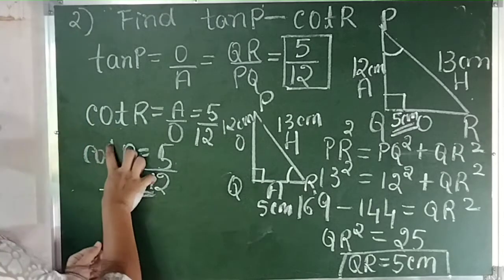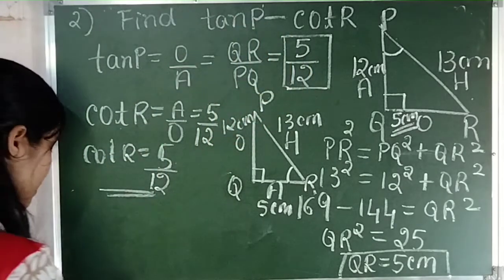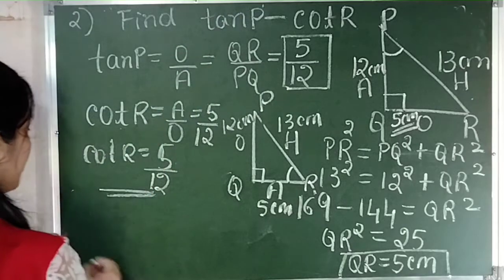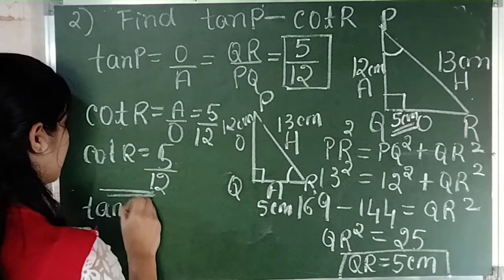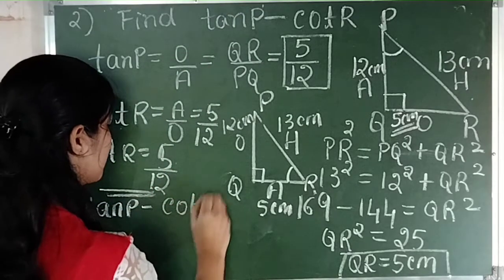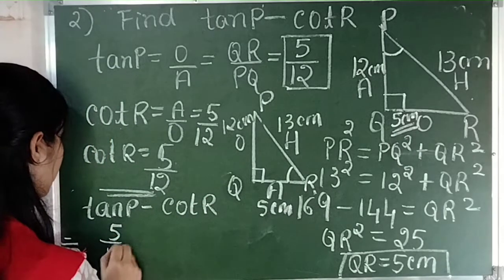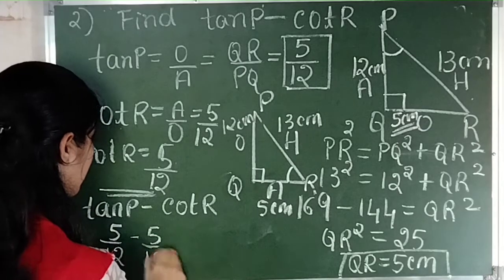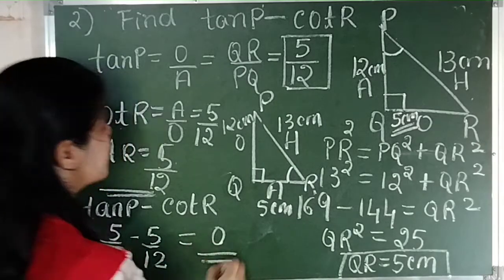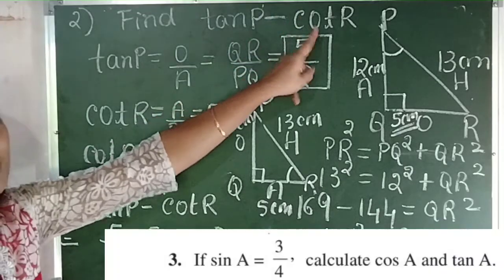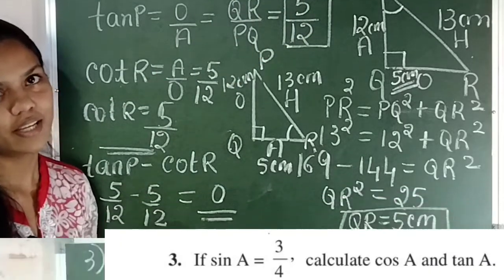Now substitute these two values in the equation. So tan P minus cot R. This is equal to 5 by 12 minus 5 by 12, which is equal to 0. So the value of tan P minus cot R is equal to 0.